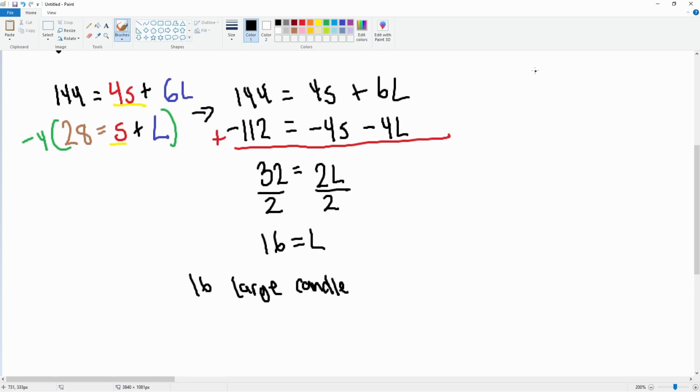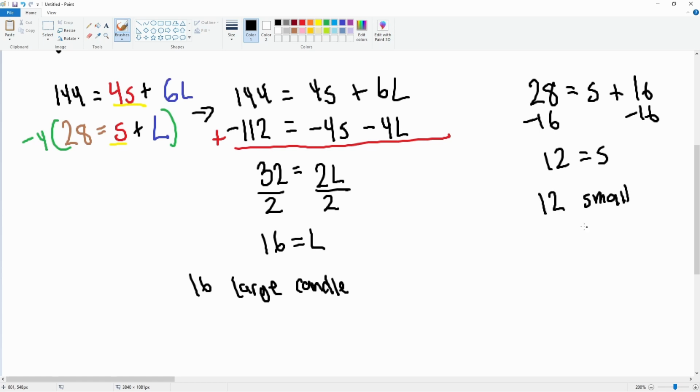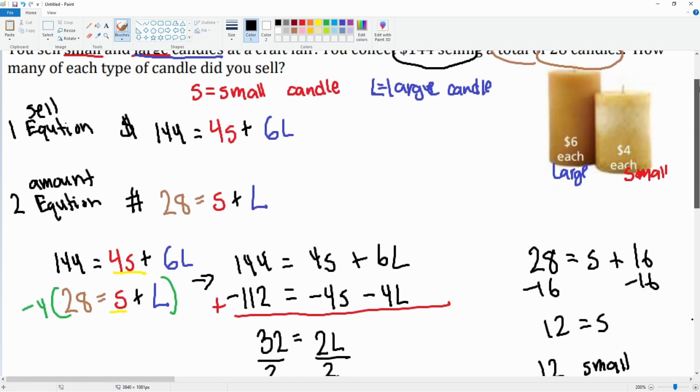So let's plug it back into the equation. 28 candles is equal to S plus L. We know we sold 16 large candles. So let's take out the L here and we put the value of 16. Minus 16 to both sides, you get 12 is equal to S. So here we said that we sold 12 small candles. So there you go. You have to set up the system, then you have to solve the system.